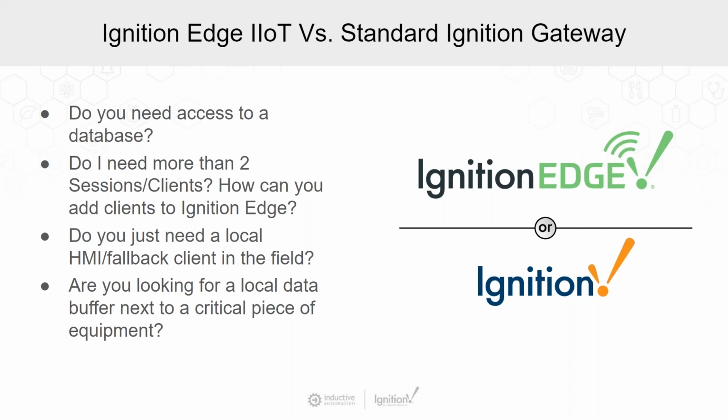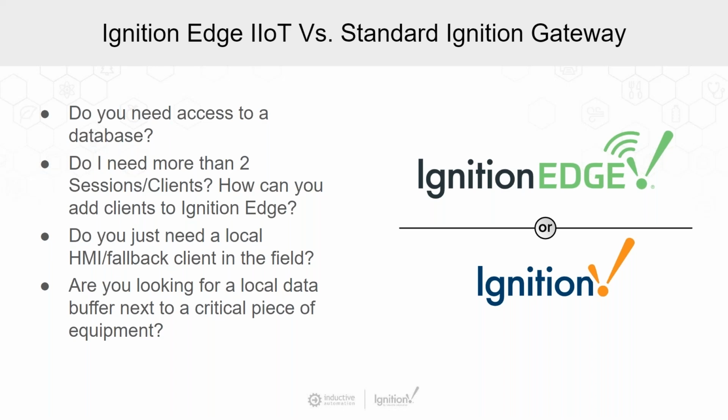Next question: do you just need a local HMI or fallback client in the field? If that's your question, then the answer is Ignition Edge would be a great fit. If you just need that local HMI, standard Ignition may be overkill. Ignition Edge can connect to that local equipment, and if it loses connectivity, you still have that visualization local without any connectivity to a central server.